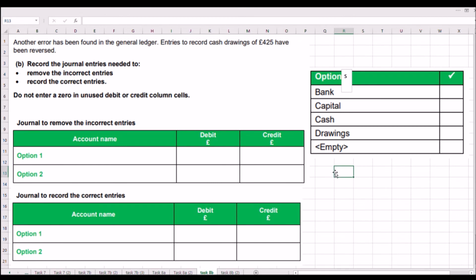This is an errors question here. You've got an error up here. You're going to produce the journal to remove the incorrect entries, and then produce the journal to create the correct entries. There are eight marks for this question. However, you should really get this cleared in probably 2 minutes at the most. So come back here in 2 minutes.